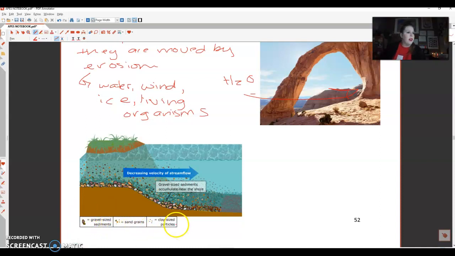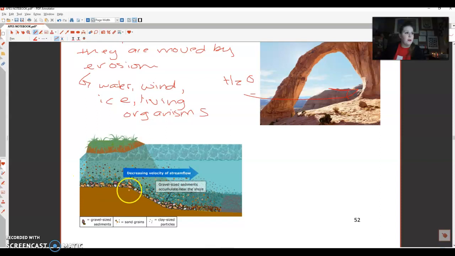Gravel-sized sediment, sand grains, clay-sized particles. So sand and clay are two specific types of soil that we'll get to in just a second. If I were to ask you, look at the size of these particles, which ones are going to move the furthest and which ones are not going to move very far at all? Well, hopefully you would tell me that the gravel size are not going to move very far because they're the heaviest and they're the largest to move.